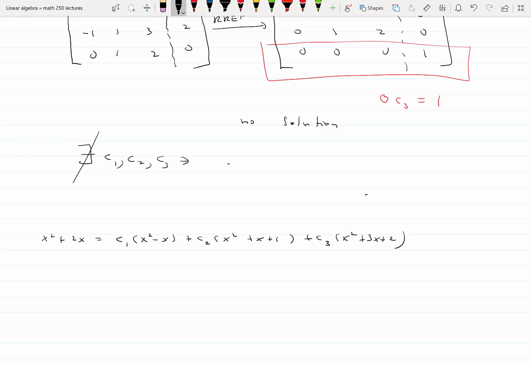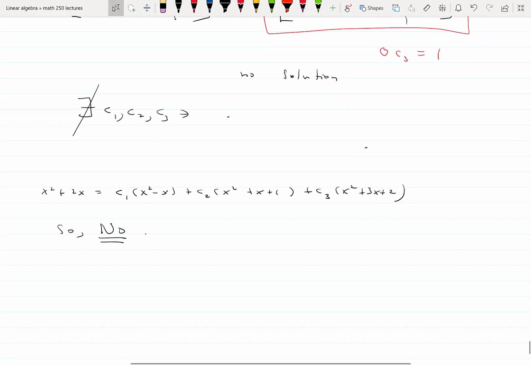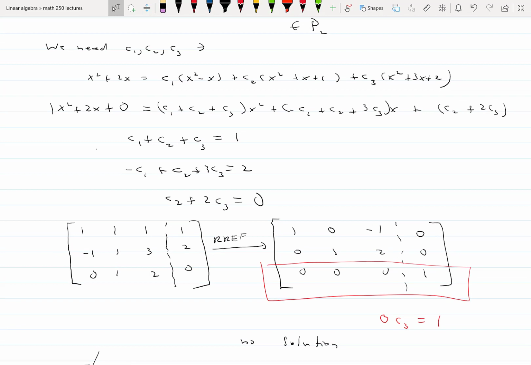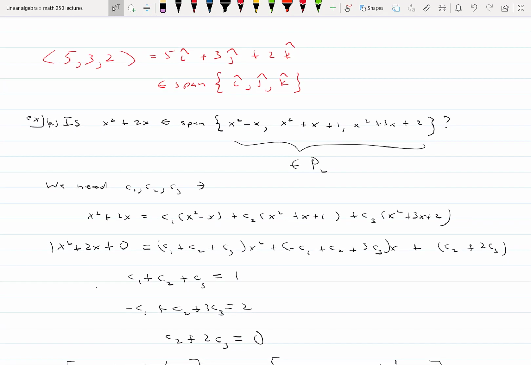We needed our vector x squared plus 2x to be a linear combination of those 3 vectors inside the span. Okay, we cannot find three constants, so no. X squared plus 2x is not in the span of those 3 vectors. If we had a solution to this system, the answer would be yes. And that allows me to go up to my example and remove the part where I wrote A, so we don't have to look at a B.